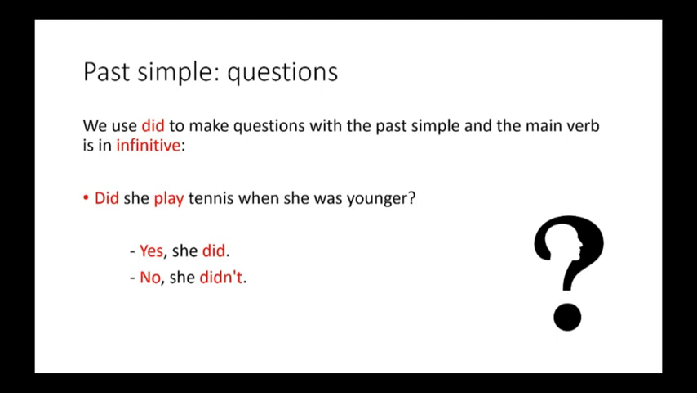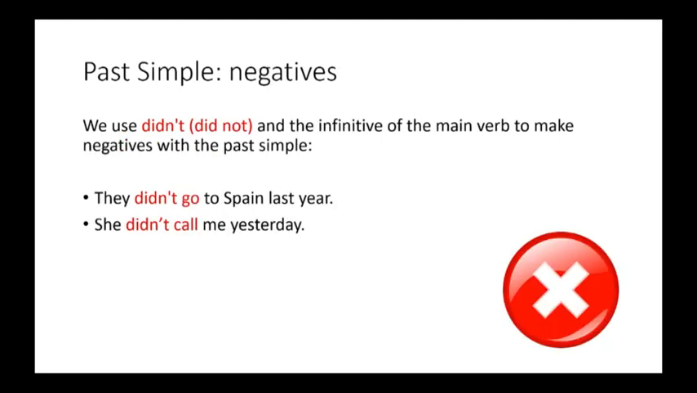Okay, now let's try to look at negatives. Again, we use the auxiliary verb did. Actually, its negative form, didn't, or did not, its full form. And we also use the infinitive of the main verb. For example, they didn't go to Spain last year. She didn't call me yesterday. And that's it. It's not difficult, right?